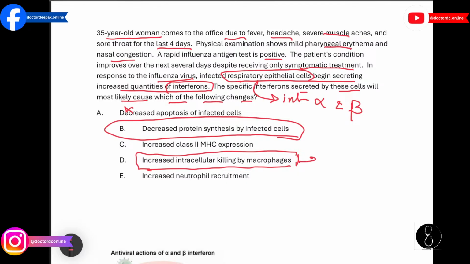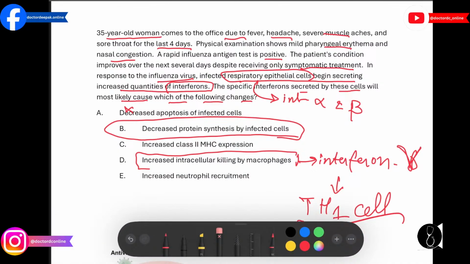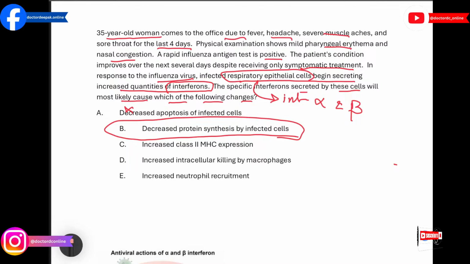But that was also done by interferons. Why is it not the right answer? Because the increase in intracellular killing by macrophages is stimulated by interferon gamma, and interferon gamma is released by T helper cells. T helper 1 cells release interferon gamma, and that is going to increase the killing by macrophages. But it is not the right answer because they ask about the interferon released from respiratory epithelial cells.